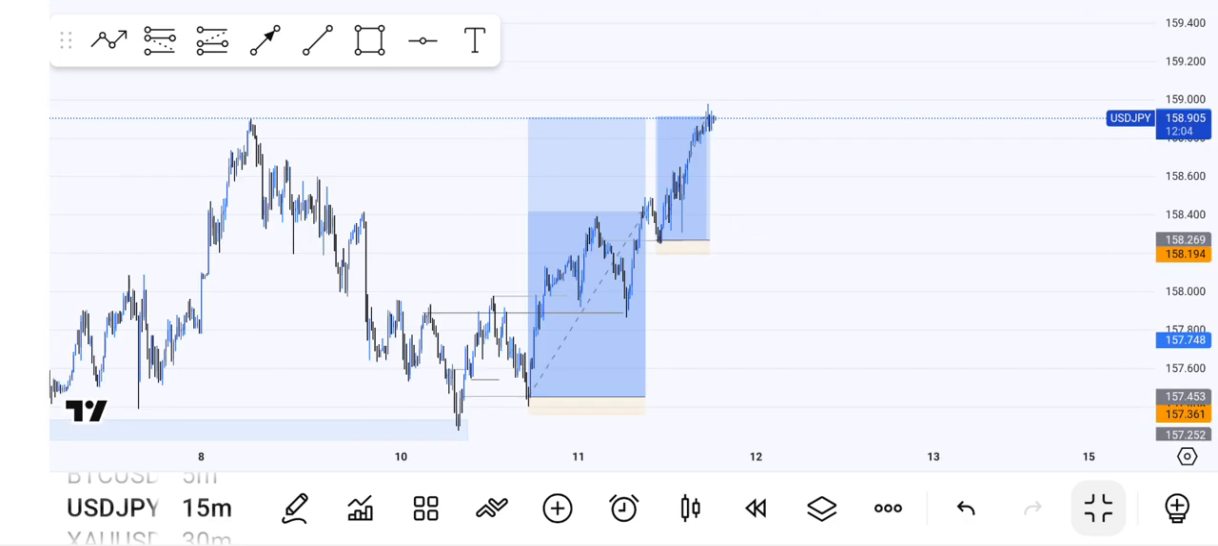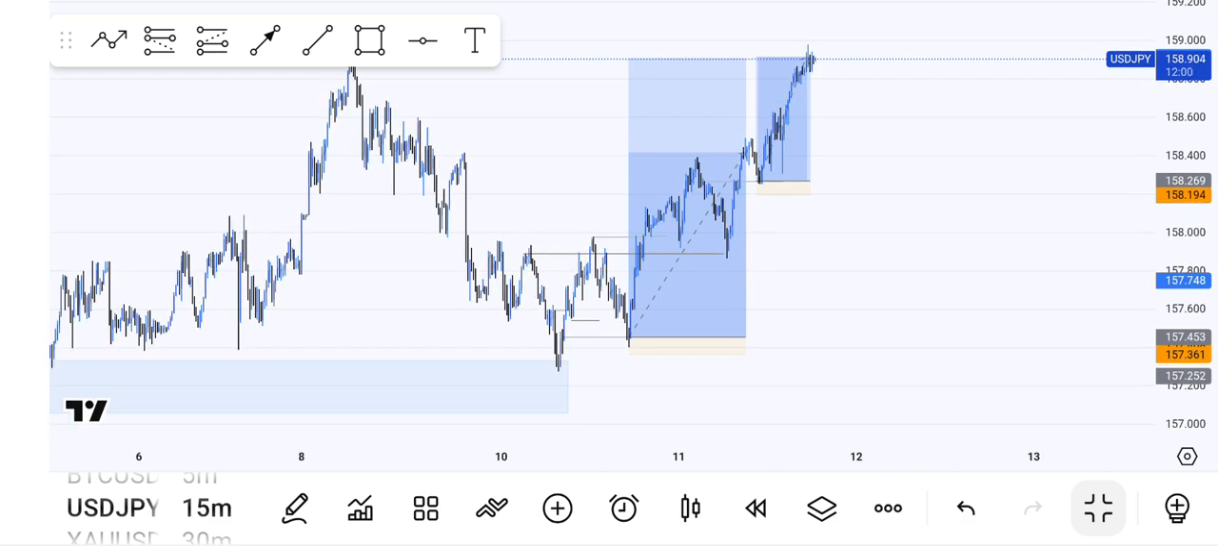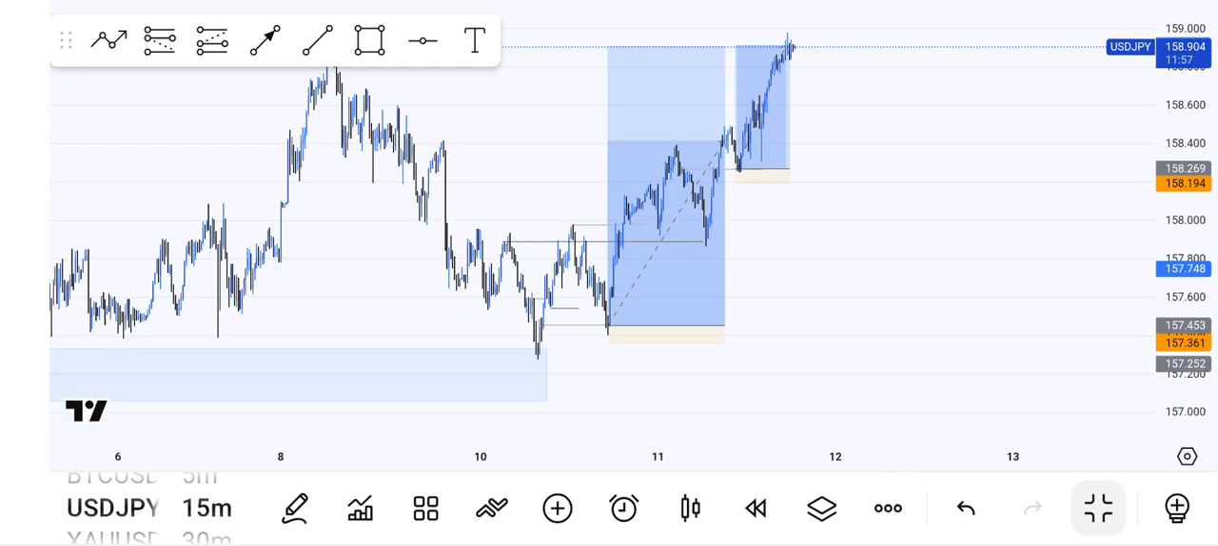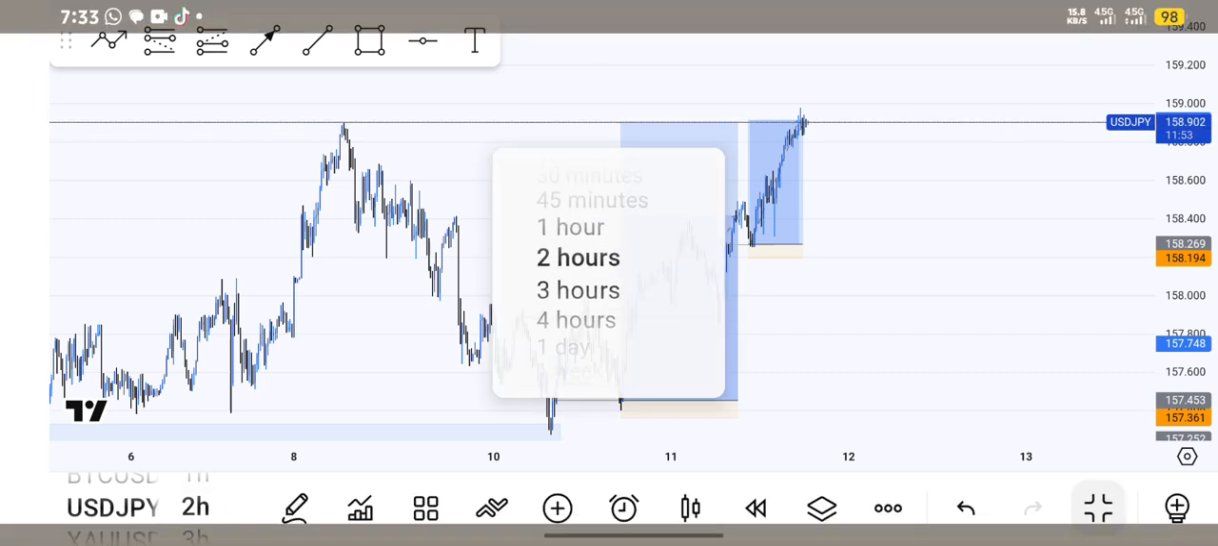So my target, where do I target? Most people get this wrong when picking POIs. They don't know where to target. I target this high here. This was my target. Why did I target this? Because we already know that.